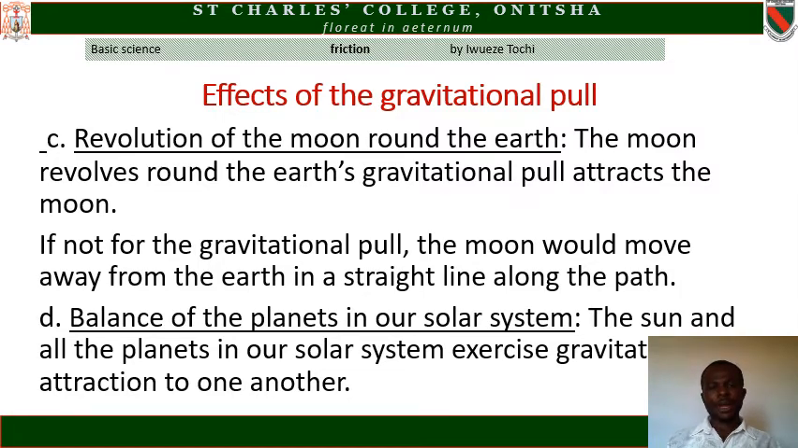D. The balance of planets in our solar system. The Sun is at the center of the planet system, and all other planets surround the sun. So it is this gravitational force that is responsible for keeping this solar system in their position without scattering.